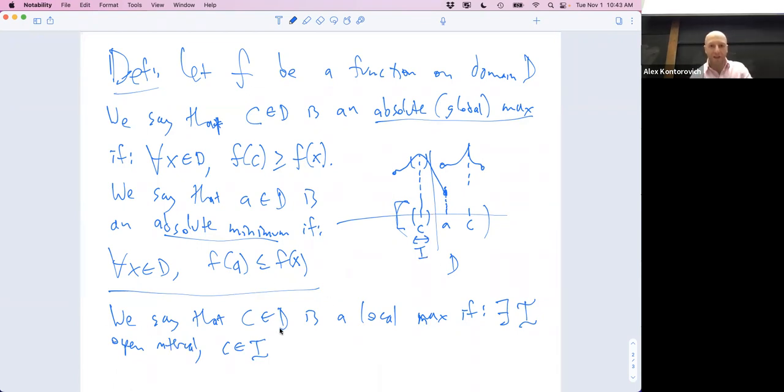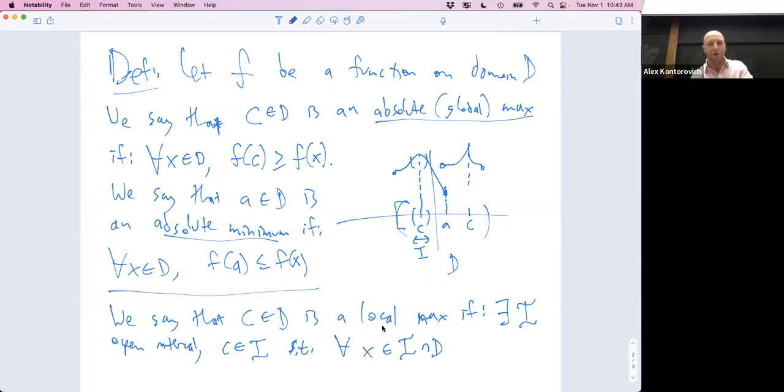We say that C is a local maximum if there's an open interval containing C, such that on this interval it's a maximum. So in other words, for all values of x in the interval. Now the interval could not necessarily intersect with the domain, so let's make sure we're only plugging in things from the domain. So this is the intersection of I. This means that x is in I and x is in the domain, so we can apply the function.